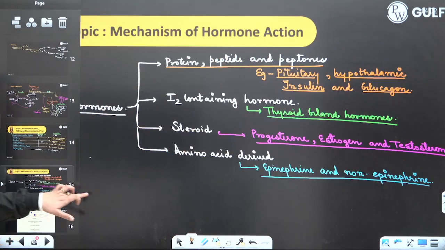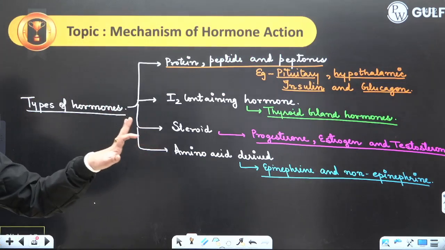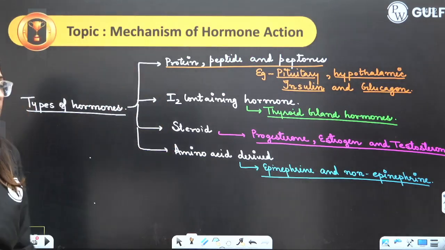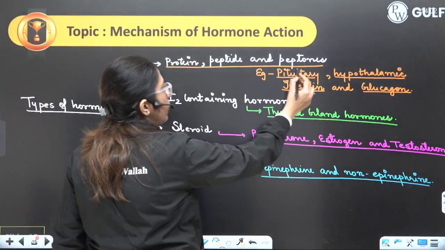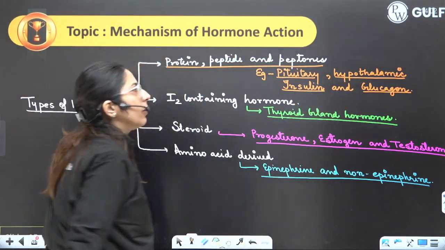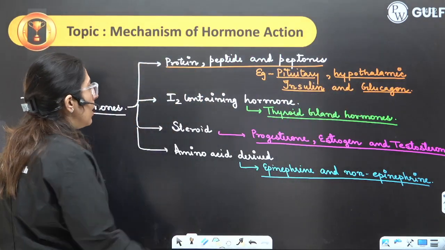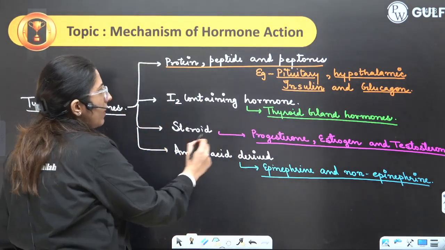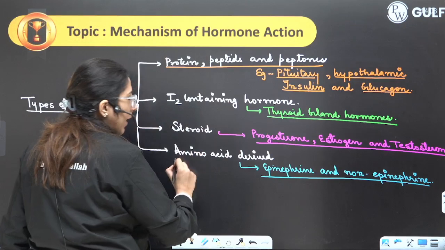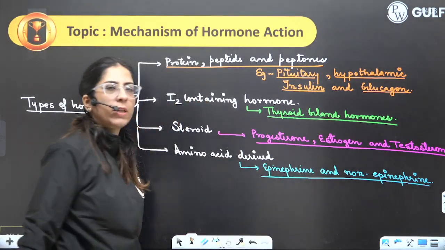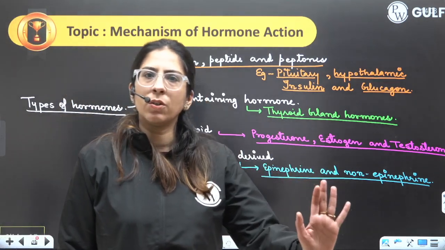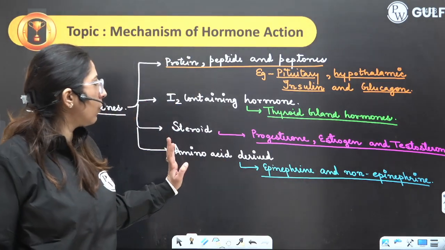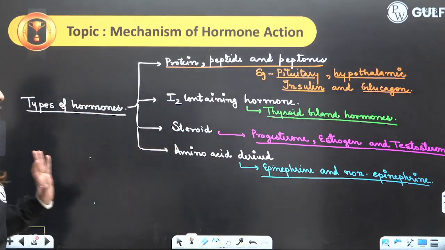Now these hormones, as I've already told you, we have classified into 4 different categories. First category is protein, peptide, peptone. Pituitary, hypothalamic, insulin, and glucagon come under this category. Iodine derived is your thyroid gland hormone, T3, T4. Steroid: progesterone, estrogen, testosterone. Amino acid derived is epinephrine and norepinephrine. Any doubt? Done. Super clear. Hope no doubt in this topic.